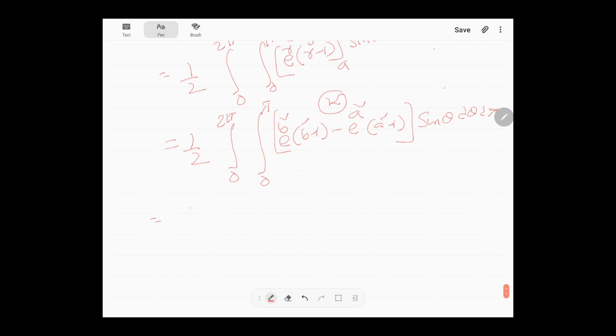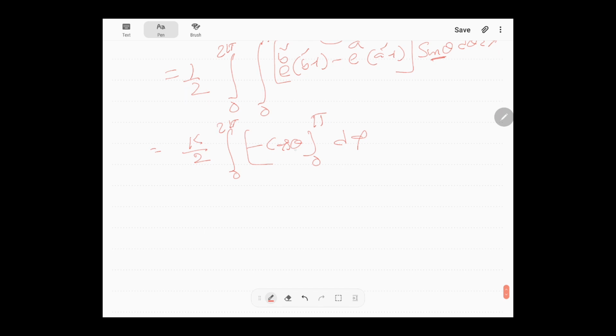Now bring that k out. Therefore, k by 2 integral 0 to 2 pi. And now you need to integrate with respect to theta: integral of sin theta is minus cos theta. And we need to substitute the limits 0 to pi, and d phi. At pi, cos pi is minus 1, so minus of minus will be plus 1. And if I substitute the lower limit, cos 0 is 1. Because it's the lower limit, minus of minus plus, so it will be 2.